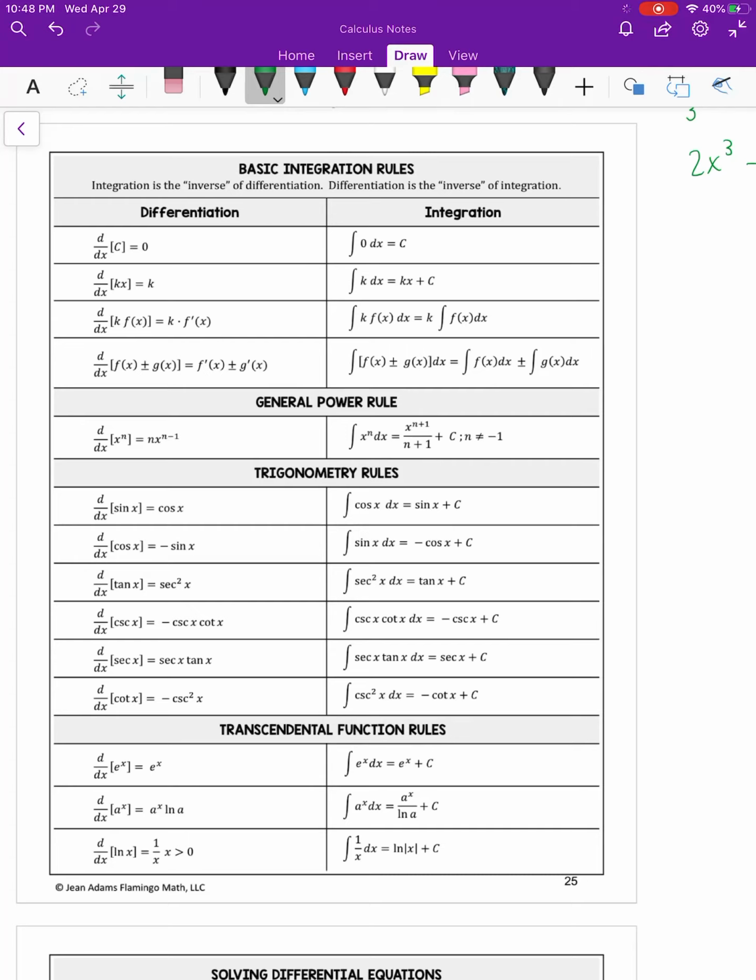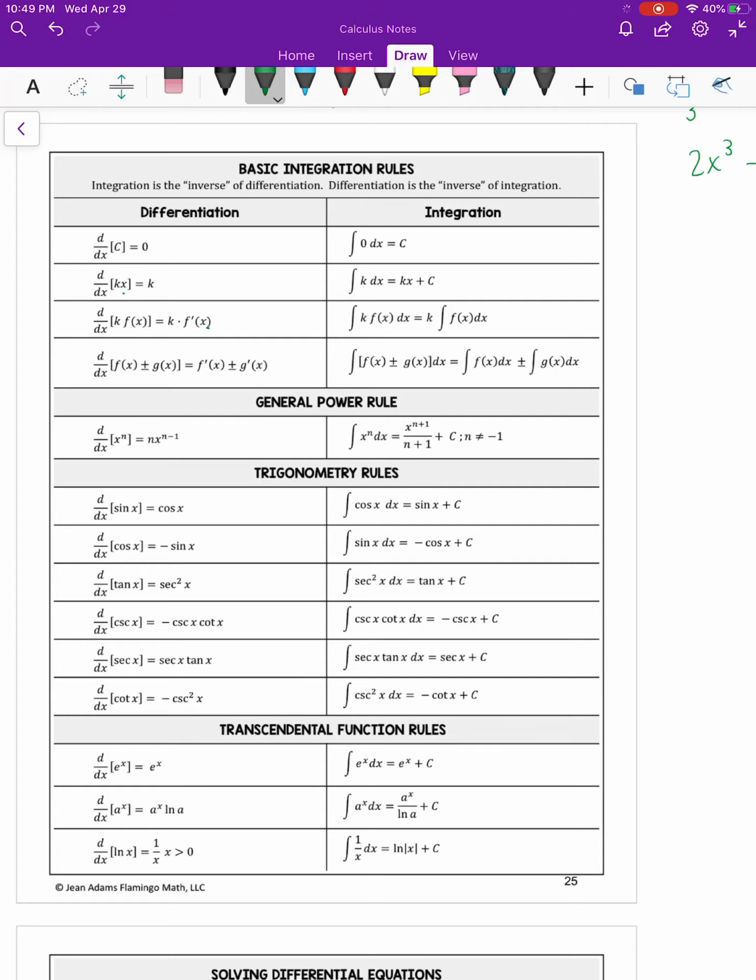So now, here are your official integration rules. Integration is the inverse of differentiation. Differentiation is the inverse of integration. So they undo each other. So if I was taking the derivative of a constant, I would get 0. If I was integrating 0, I would get a constant. If I was taking the derivative of some constant k times x, it would just be k. If I was integrating k dx, it's kx plus c, because that is just the constant. So that must have been the constant times x that I took the derivative of.